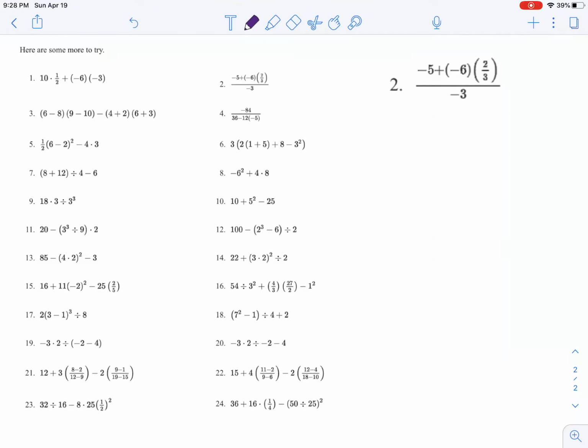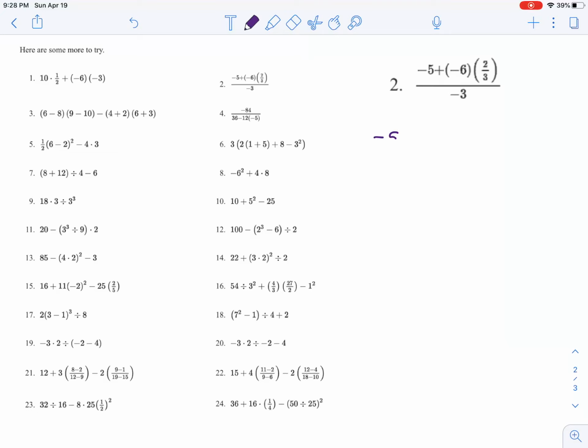Now let's look at some of the checkpoint 5 materials problems. First, let's look at problem number 2. Problem number 2 is interesting because it has a big fraction bar. So we have to do everything in the top of that fraction before we can divide by -3.